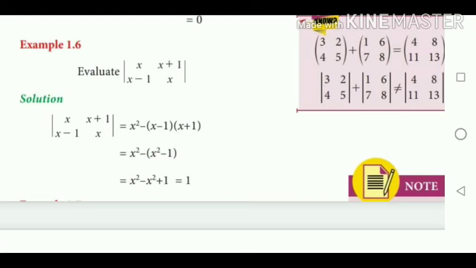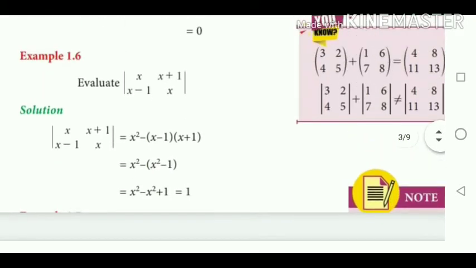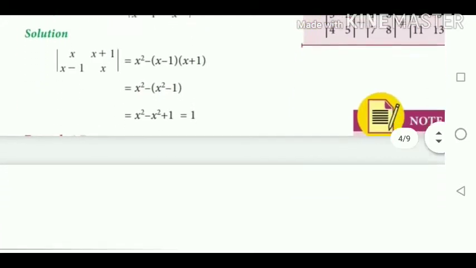Okay, now cross multiply it: x into x is x square, then x plus 1 into x minus 1. Apply the formula a plus b, a minus b, then it becomes x square minus 1. So x square minus x square minus 1, minus into minus becomes plus 1. If you cancel it, you are getting 1. So this is the way you have to find the value in example sums. The value of the answer is 1. Okay, cross multiply it, then you subtract the off-diagonal multiplication.